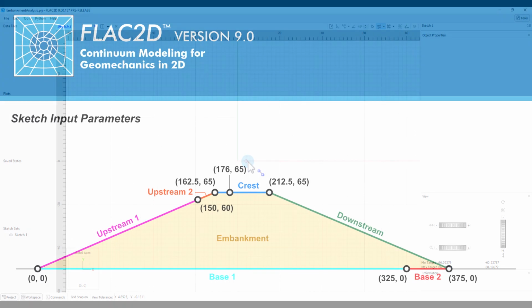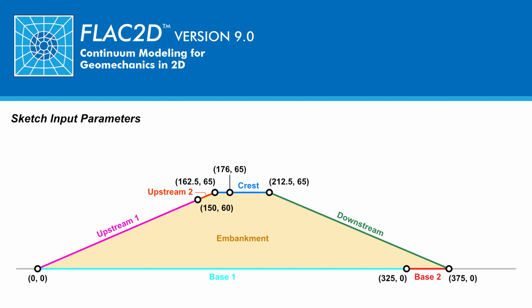To begin, the boundary of the mesh will be defined by 7 points connected by 7 line edge types. It is advantageous to label each edge type and the entire domain with group names for ease of later command assignments. The edge group names used are base 1, base 2, downstream, crest, upstream 1, and upstream 2. The entire domain is called embankment.